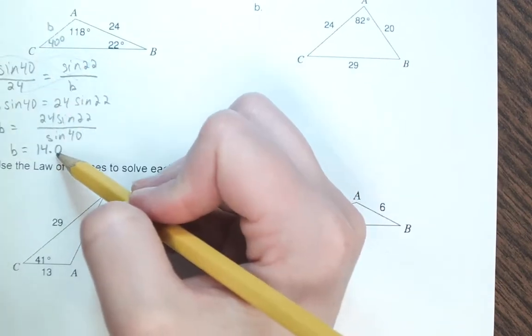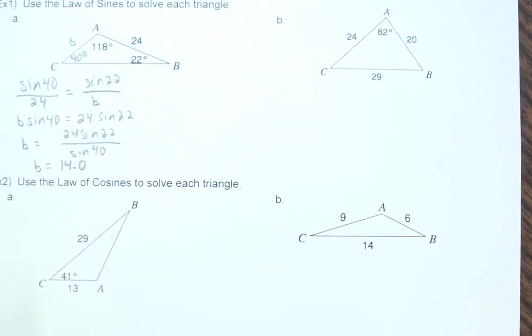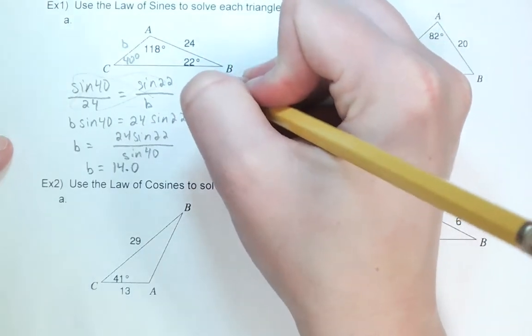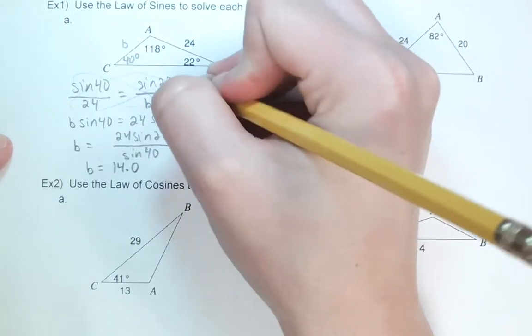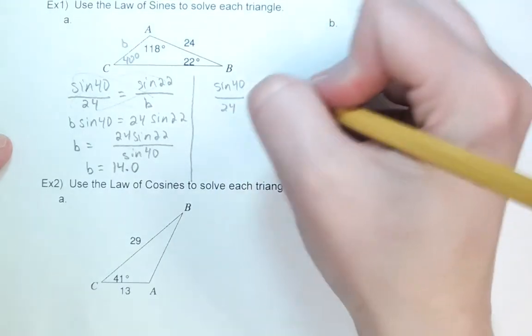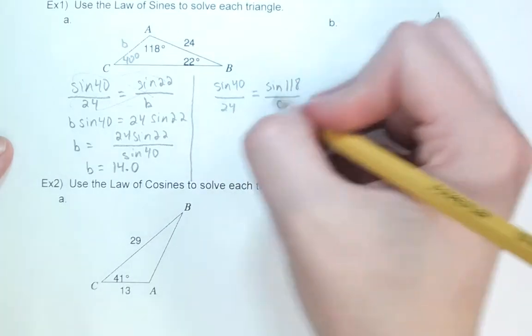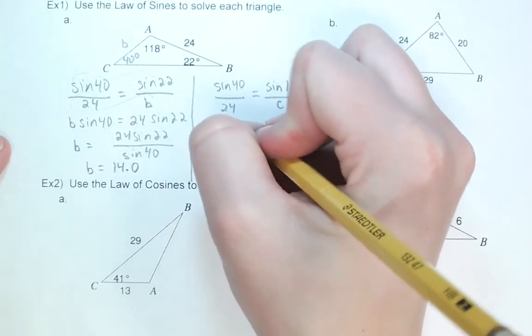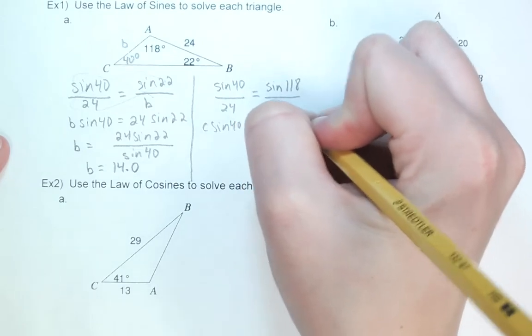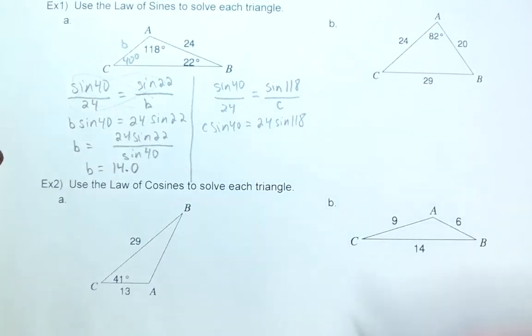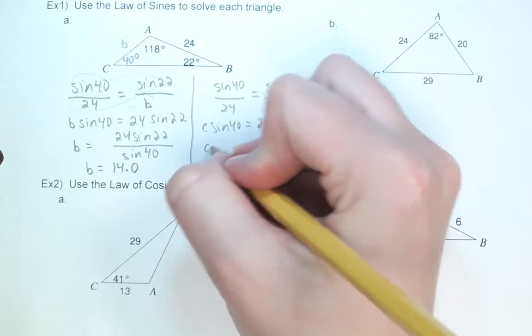So I found angle C, I found b. I need to find side c yet. So I can set up that proportion again. I usually always keep the one that I had to begin with. And now I'm going to say sine of 118 over c and do the same thing. It doesn't matter which, I could have used my new b value that I found if you wanted to, instead of using the A values, whatever works for you. So divide both sides by sine of 40.